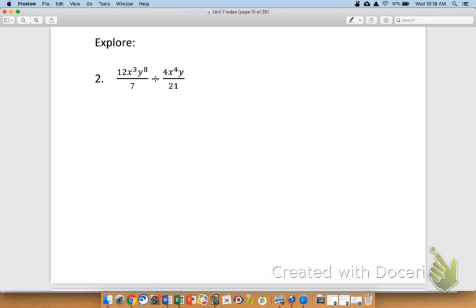So the first thing I notice here is that we're doing division. So before I get wrapped up in really anything else, I'm going to go ahead and copy-dot-flop. So my first step would be 12 x to the third y to the 8th over 7 times, so there's my copy dot, and my flop will just be the reciprocal of this second fraction. So I'm hoping you got that far for sure, right? Copy dot flop with fractions like this when you're dividing.